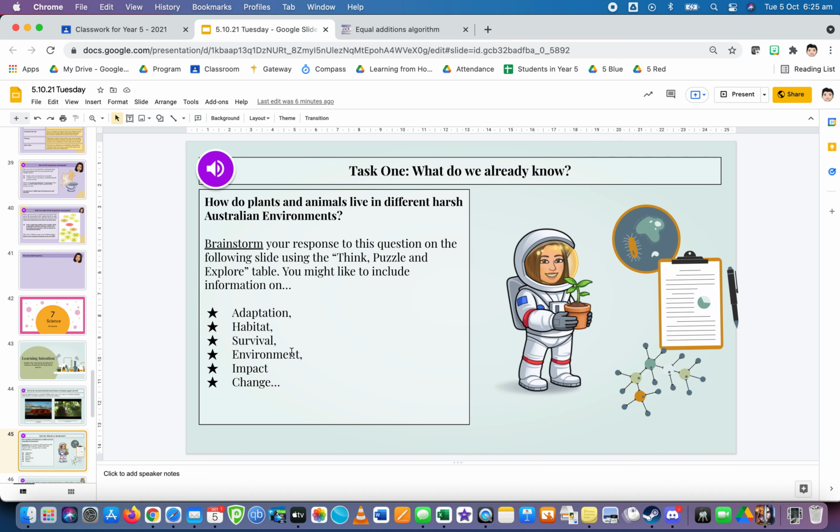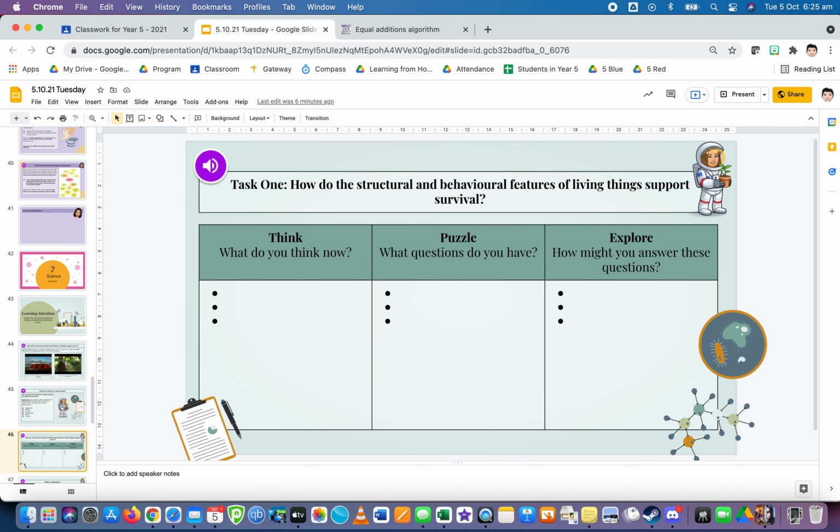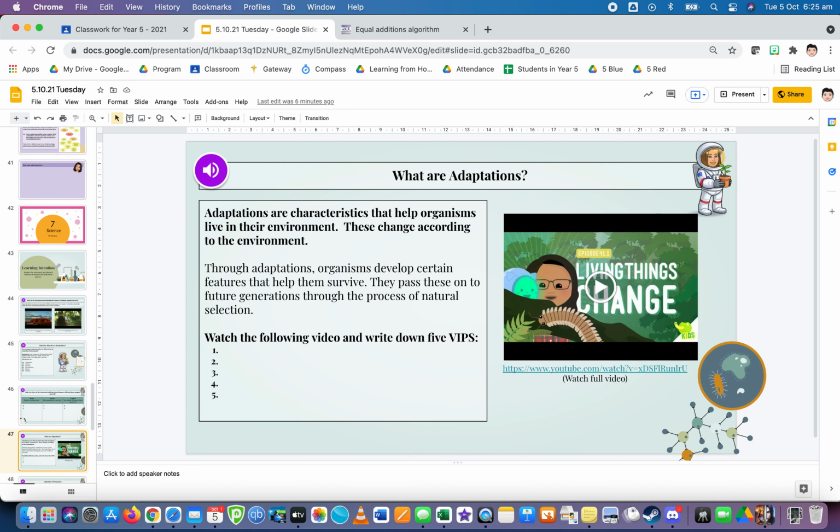What do we know? Brainstorm your response to the question on the following slide. How do plants and animals live in different harsh Australian environments? Okay. What do you know? So I think, what do you think now? What questions do you have? How might you answer these questions? Okay. Pretty simple. What are adaptations?